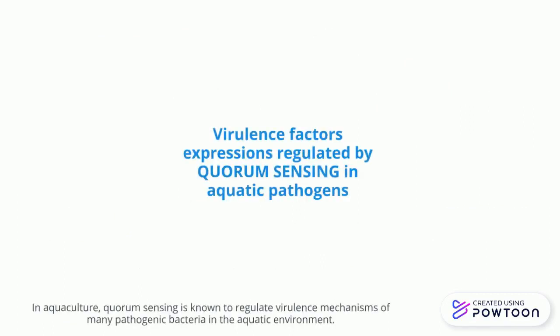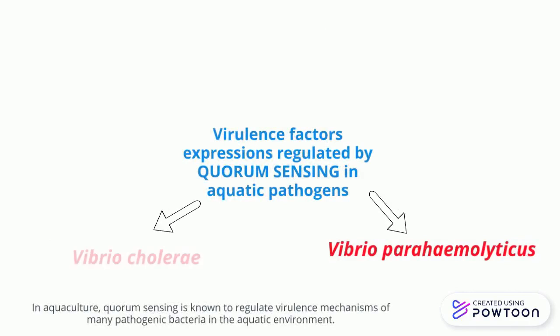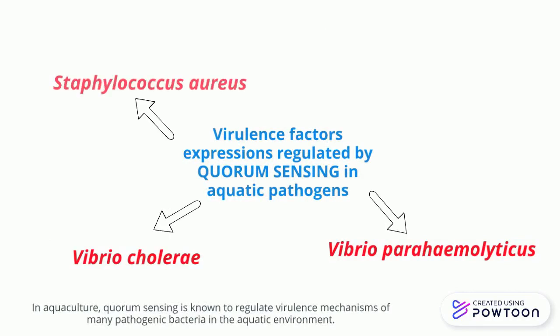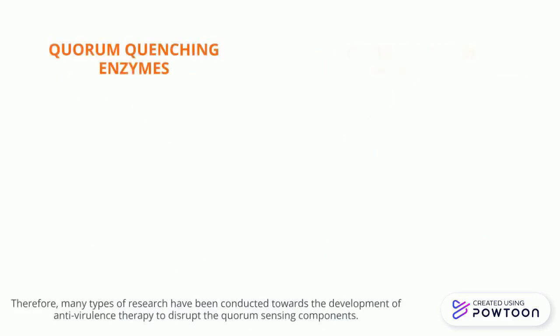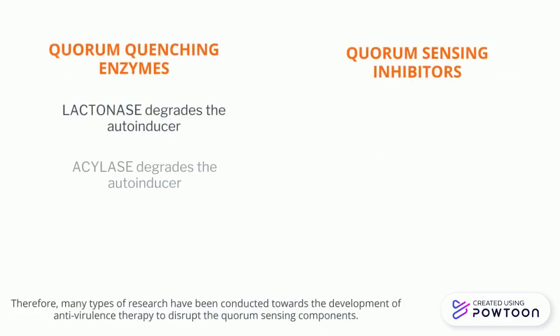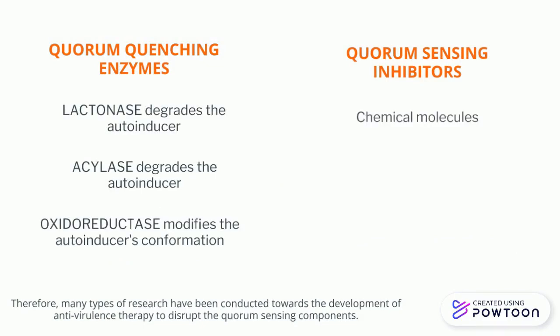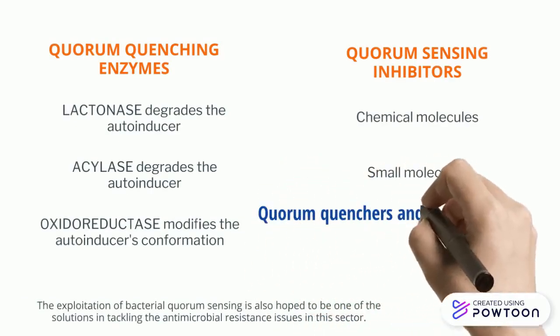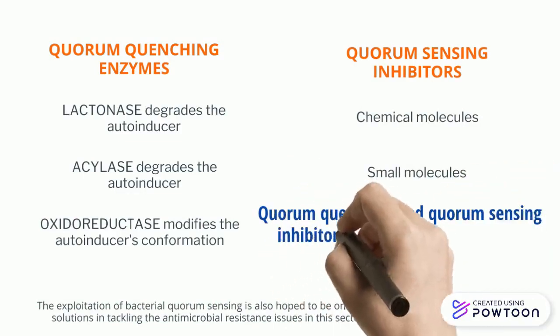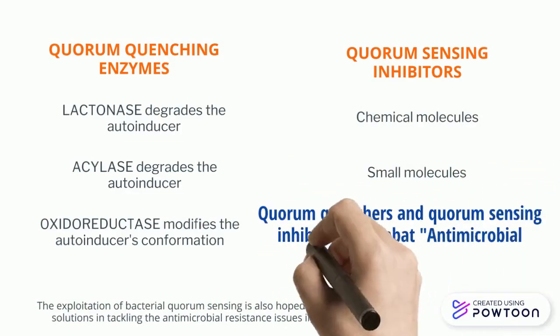In aquaculture, quorum sensing is known to regulate the virulence mechanisms of many pathogenic bacteria in the aquatic environment. Therefore, much research has been conducted towards the development of antivirulence therapy to disrupt the quorum sensing components. The exploitation of bacterial quorum sensing is also hoped to be one of the solutions in tackling the antimicrobial resistance issues in this sector.